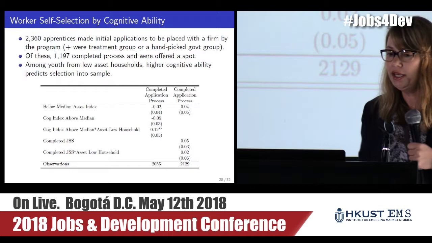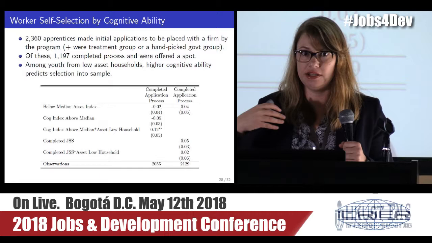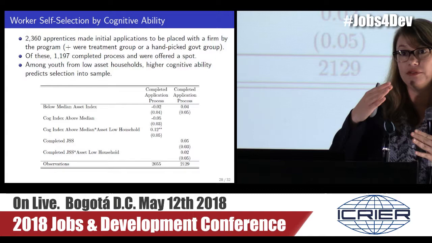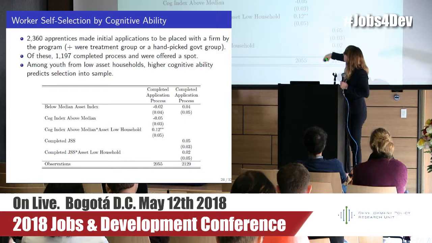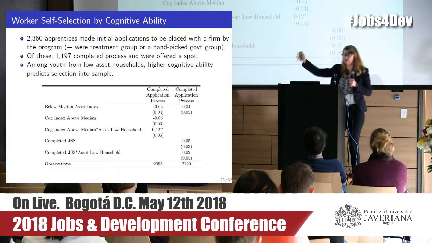The first one is to look at selection into the worker sample. If you remember, we have how rich and poor you are and how high or low ability you are, as measured by our cognitive indices and a classic asset index. Among the low-ability people who come from low asset households, those who performed above the median on this asset index are more likely to make it through this application process. So maybe that suggests there's something to this interpretation.